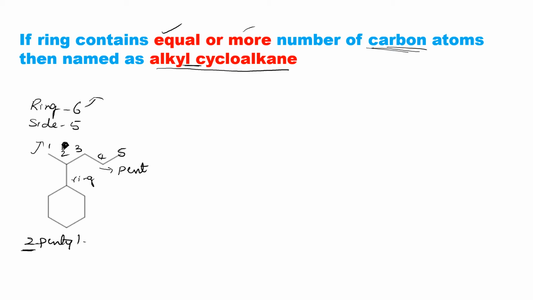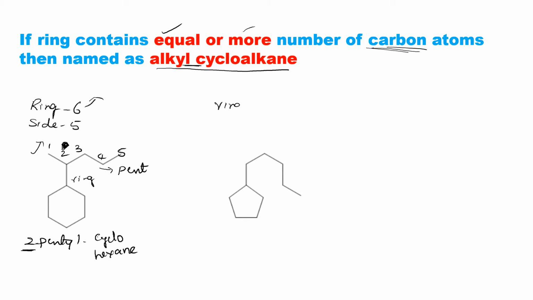2-pentyl. So here, 2-pentyl, who is attached to this second position? Cyclohexane. Hence the name is 2-pentyl cyclohexane. Hope you understand. So coming to the next one, here the ring contains a 5-membered ring.